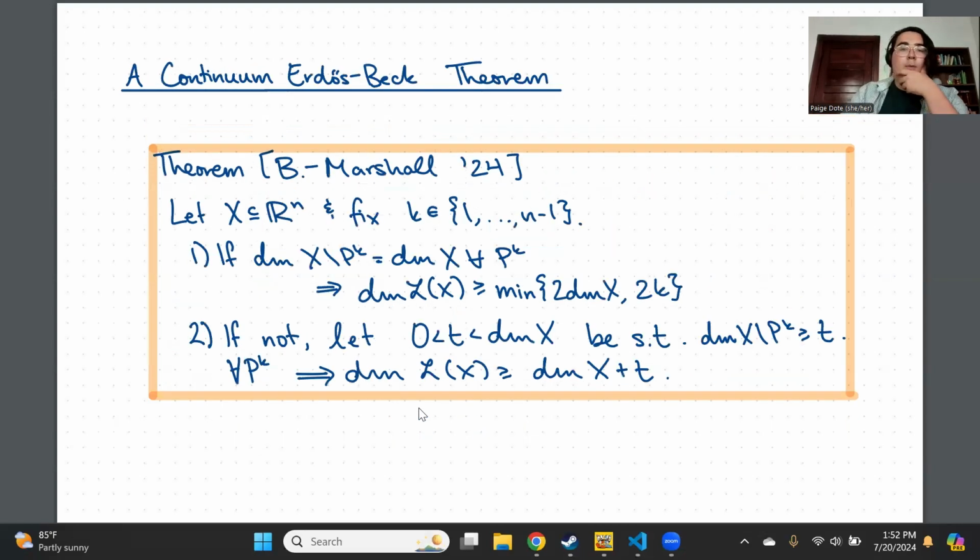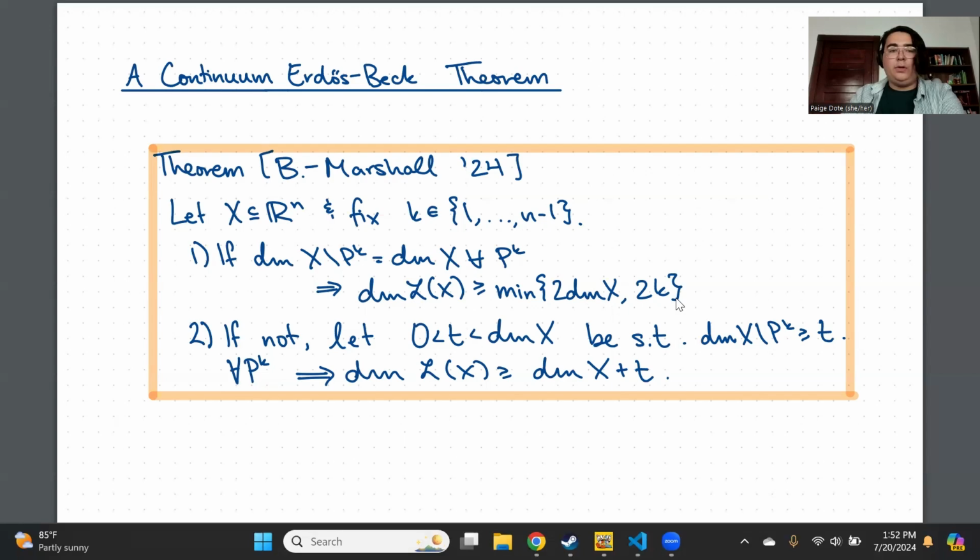The result is the following. We take a Borel subset X in R^n, and we fix some k between 1 and n minus 1. Then we have two cases. The first case is the result of Kevin Ren, though we still state it to show the dichotomy, which is that if the dimension of X minus a k-plane is equal to dim X for every k-plane, then the dimension of the set of lines spanned by X is at least the minimum of 2 dim X and 2k.